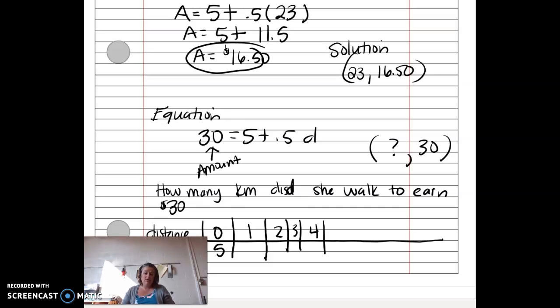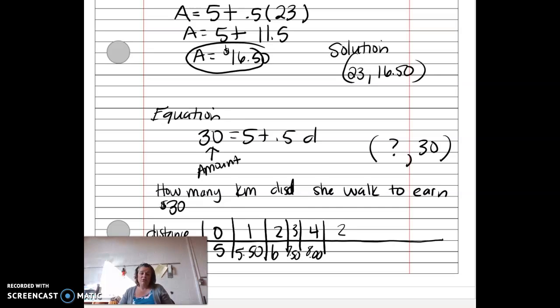So we know at 0 kilometers, she was still earning the $5 to start, and then every kilometer after that, she was getting 50 cents. So at 1 kilometer, she would be $5.50. 50 cents more would be $6. Then we'd have $7.50. Then we'd have $8. I'm looking for $30 though. And I can see that in my last problem at 23, she earned 16.50.